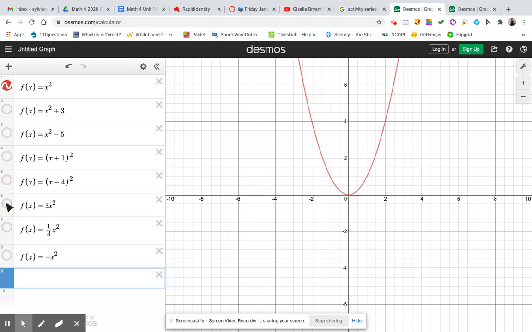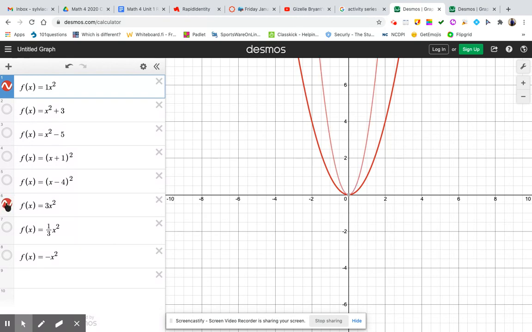It was wide. This is my original graph. And in front of the original graph is the number 1. Notice I went from 1x squared to 3x squared. So notice it's a vertical stretch. Think of a rubber band and you're pulling it and it gets skinnier. So that is a vertical stretch.